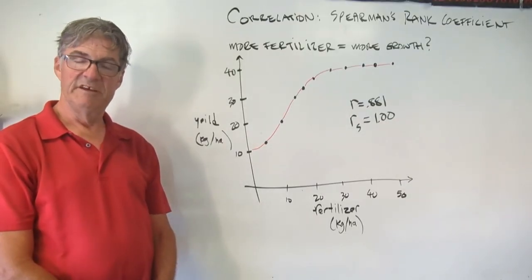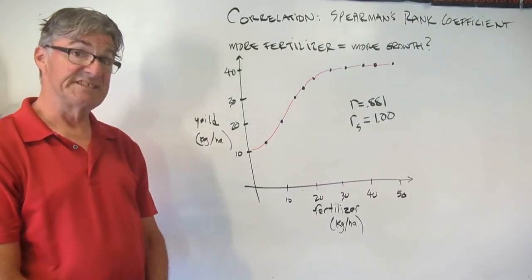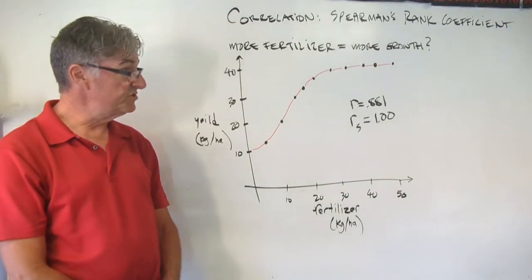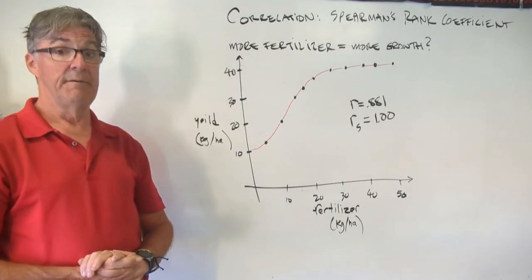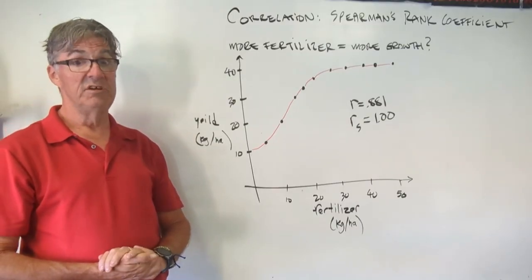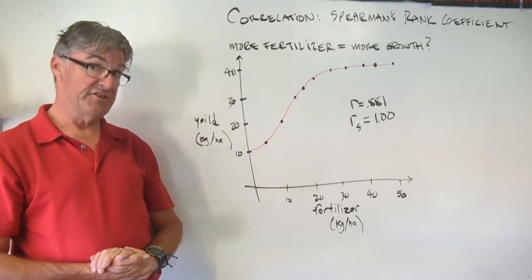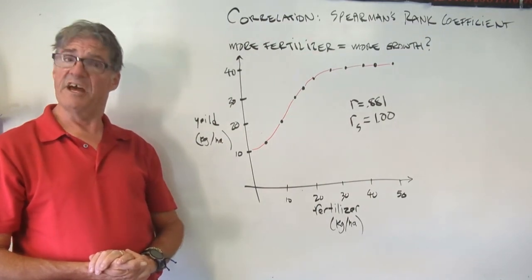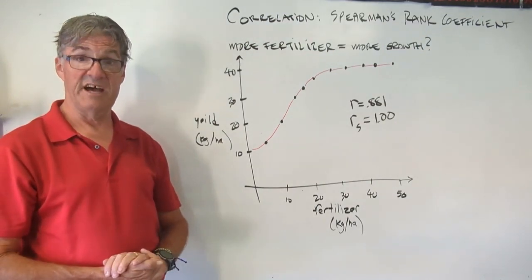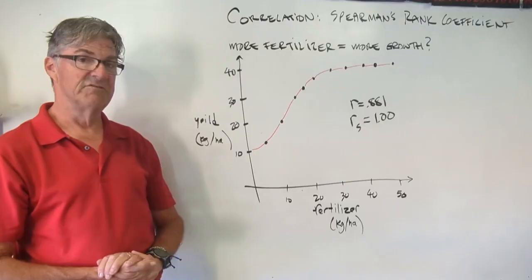Last prompt. Can you think of a real life example that follows a nonlinear relationship where R sub S might be more valuable for trying to understand the strength of that relationship? Pause the video and write that down before coming to class, because I'm going to ask you about it when we meet next.